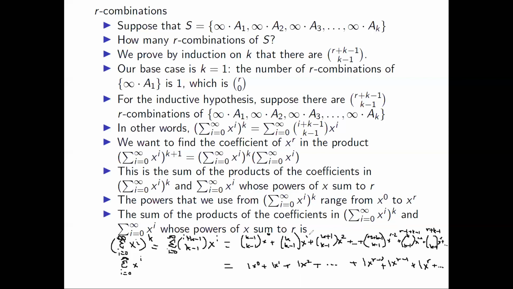Now we'll do what we did in those previous slides. We're just going to pair up the coefficients whose powers of x multiply to x to the r. So we have the coefficient of x to the 0. We're going to multiply that with the coefficient of x to the r down here. I'm going to pair those two together. I'm going to pair these two together, the coefficient of x to the 1 and the coefficient of x to the r minus 1. We're going to pair these two together, the coefficient of x squared and the coefficient of x to the r minus 2. And we'll just keep on doing that, pairing together the things that make an x to the r.